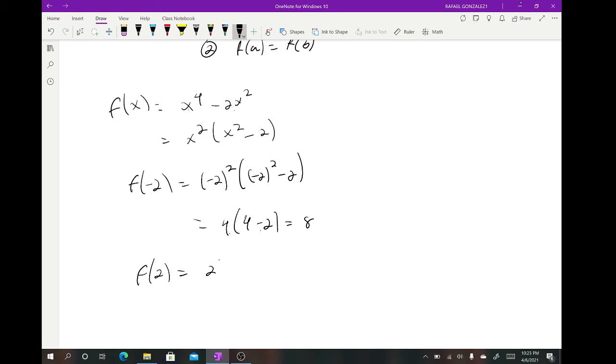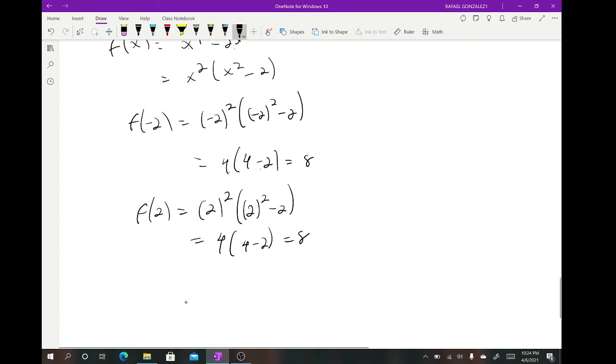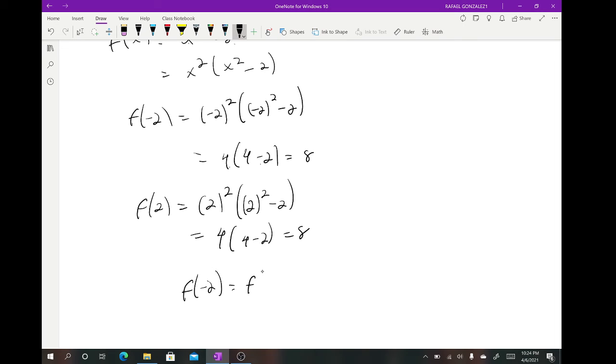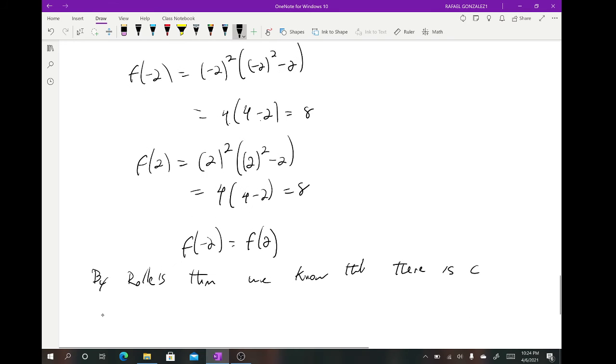Similarly, if we evaluate this at 2 now, we have 2 squared times 2 squared minus 2. Again, this is going to be 4 times 4 minus 2, but this is also equal to 8. So we have that f of -2 is indeed equal to f of 2. Now, by Rolle's theorem, because all of the hypotheses are satisfied, we know that there exists c on the interval -2 to 2 such that f prime of c is equal to 0.